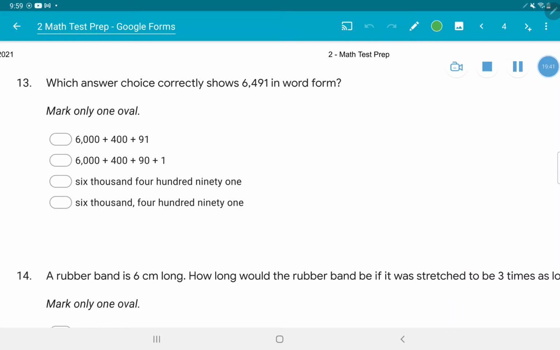Which answer choice correctly shows 6,491 in word form? What did you notice, Christopher? If you look at the very bottom one, there's a comma there between the 6,000 and then the 491. Okay, and should there be? No. Do we write it, if I'm writing the number in standard form, do I put a comma after the thousands? Yes, when I'm writing a number in word form, I put the commas in the same place as I do when I'm writing the number in standard form. So yes, we have to have a comma after 6,000.